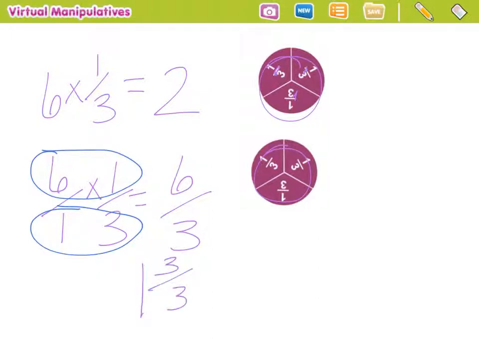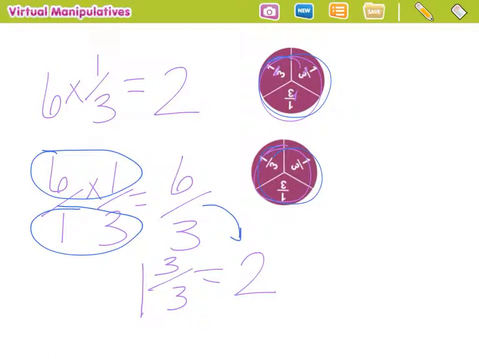And then wait a minute, I know 3/3 is another 1. So really, I have 2, because 1 and 3/3 is the same as 2. So 6/3 is the same as 2. And that's what my picture showed: I had 2 wholes.